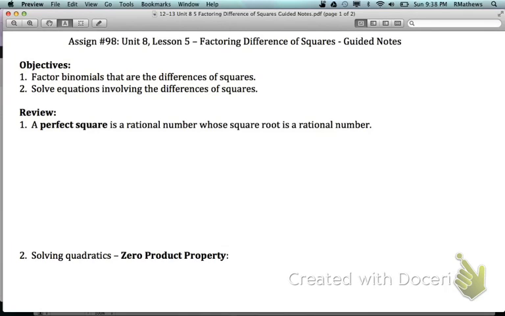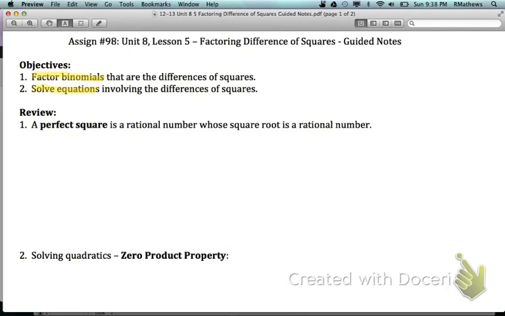All right, we're going to be doing a lesson on factoring the difference of squares. And so our objective is to factor binomials that are the difference of squares, and solve equations. And you've done factoring and you've done solving, but now we're going to do it with application to the difference of two squares.